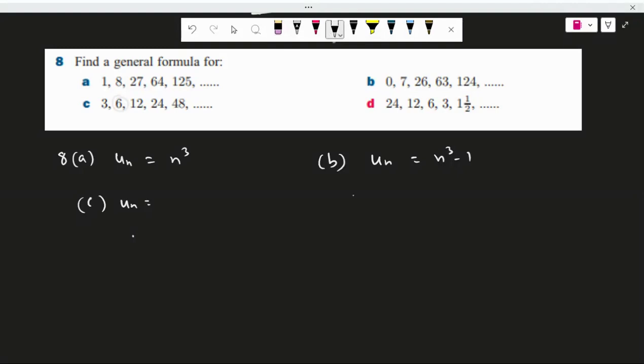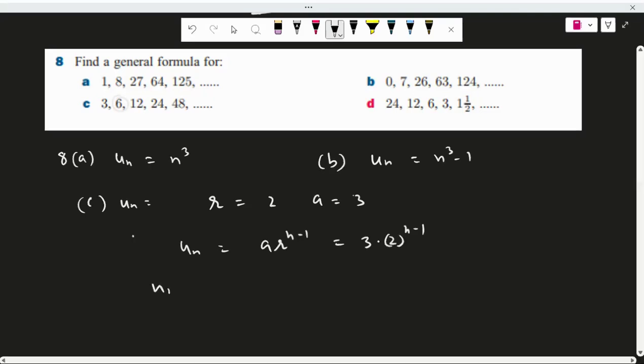What is happening in a geometric sequence? Every next term is obtained by multiplying by the constant ratio. Here R is the common ratio, which is 2, and the first term U1, or A, is 3. So the nth term Un is A R to the power n minus 1. That comes to 3 into 2 to the power n minus 1. So this will be the answer.